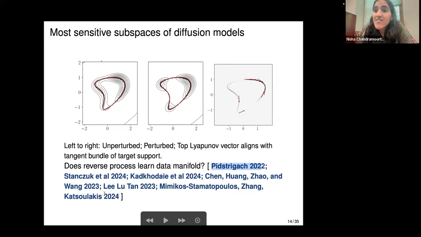And here we sought to ask, now that we have this interesting object, these most sensitive subspaces, can we say something more about exactly what about the data manifold a generative model is learning? And does every generative model learn this information about the data manifold?